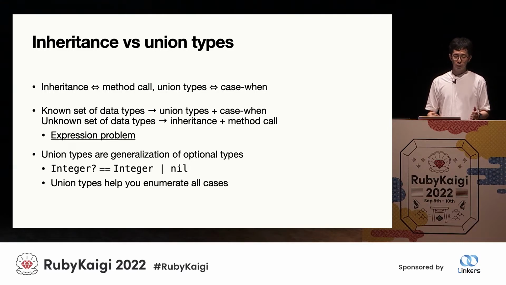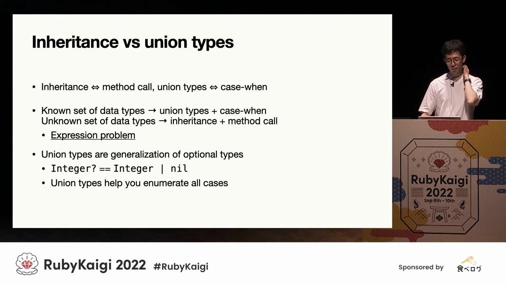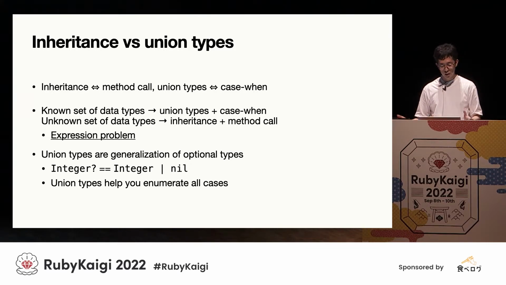And union types are a generalization of optional types. Integer question mark is an optional type. It is equivalent to integer or nil. This is a union type. And Steep and the type checkers will help you enumerate all cases of the union types. So if you add a new case to the union type, the type checker will detect that the case analysis is not exhaustive, and you can fix that.